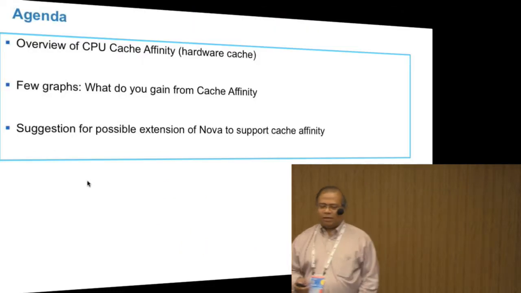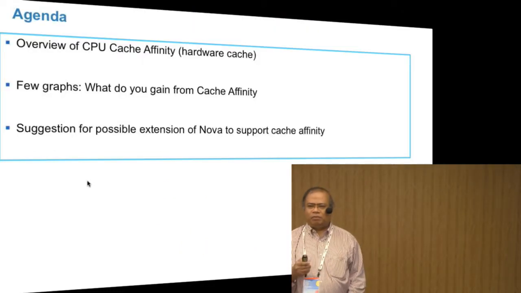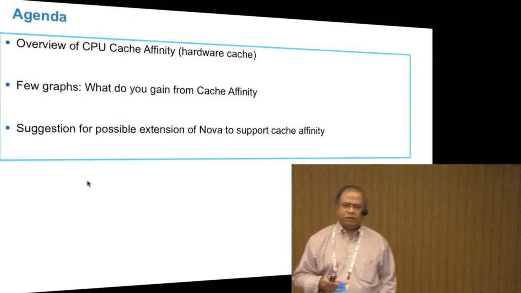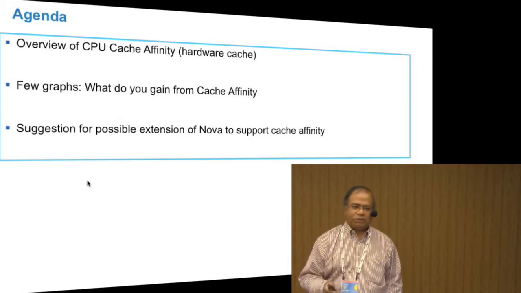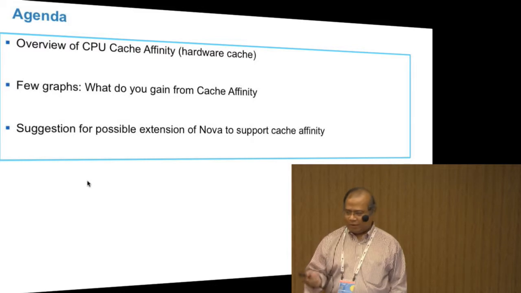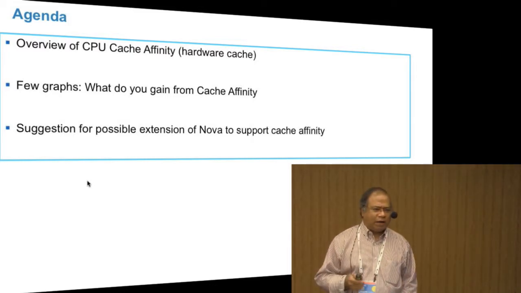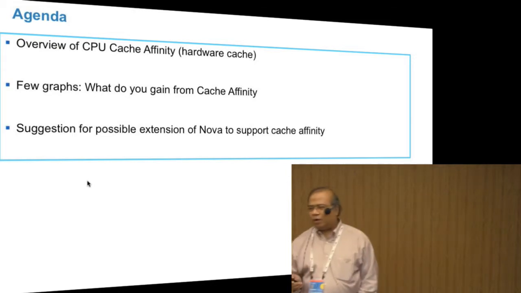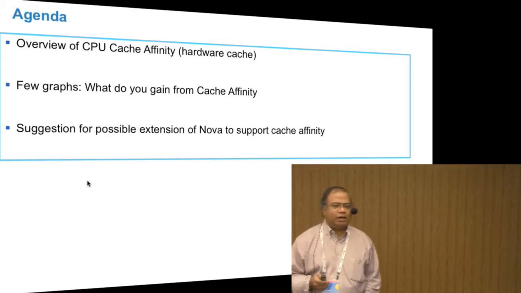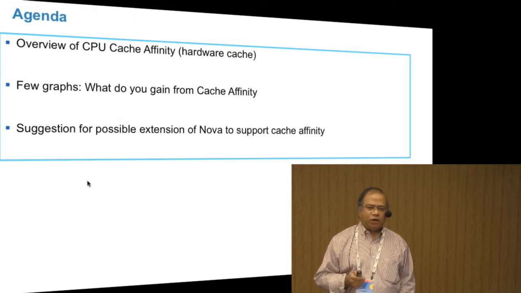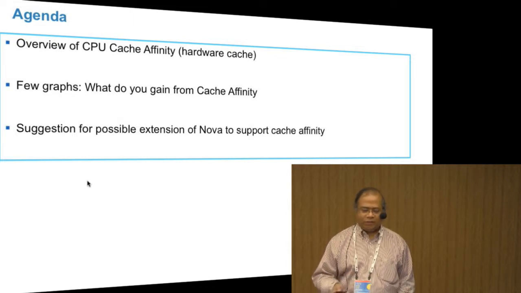First of all, the agenda. I'm going to give a very short overview of the CPU cache affinity. Again, when I talk about cache here, it's the hardware cache, the CPU cache. Then we'll show a few graphs of what you gain from cache affinity, and then a suggestion for possible extension to Nova to support cache affinity, okay?